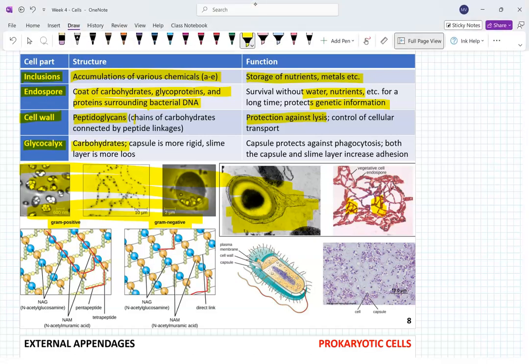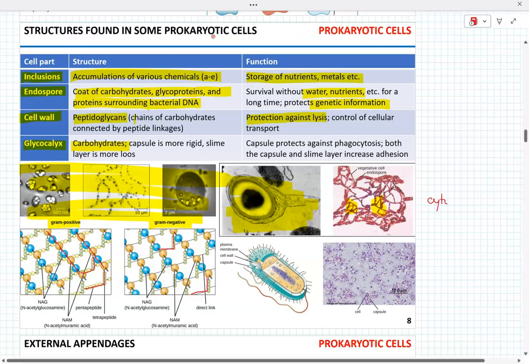We want to put the order of the cellular structures. We start with cytoplasm that is surrounded by the cell membrane. Outside of the membrane is the cell wall, and outside of the cell wall is glycocalyx.